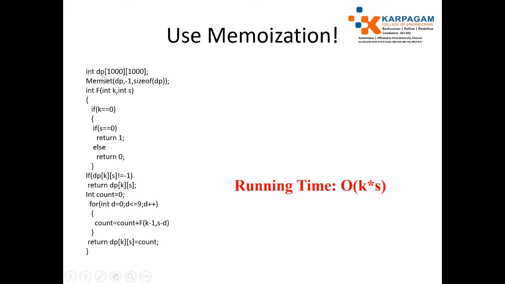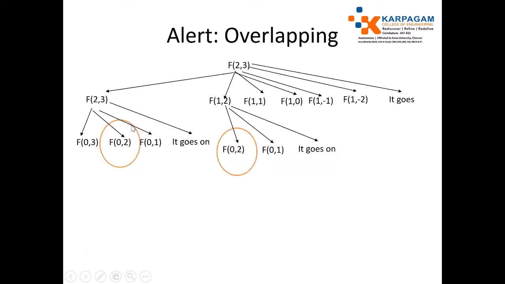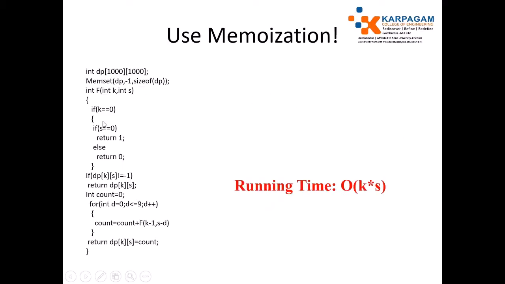Just declare a 2-dimensional variable and initially set the array variable to -1. Same function: int f of int k comma int s. Have the base condition discussed previously. Same base condition: if k equal to 0, check if s equal to 0. If this is true, return 1, else return 0.